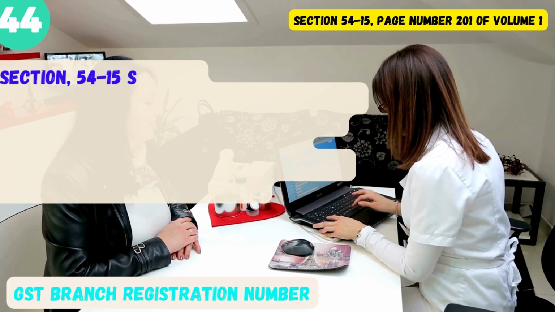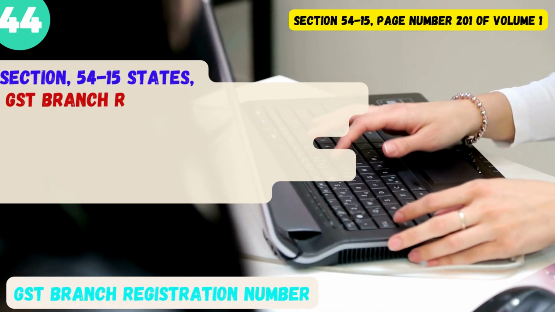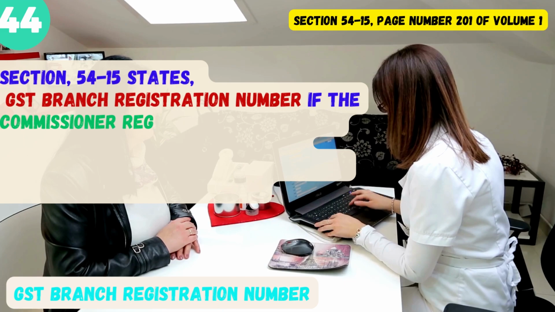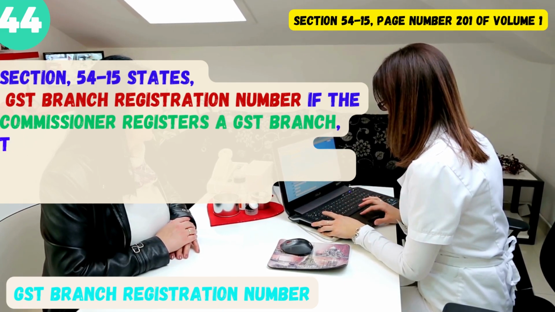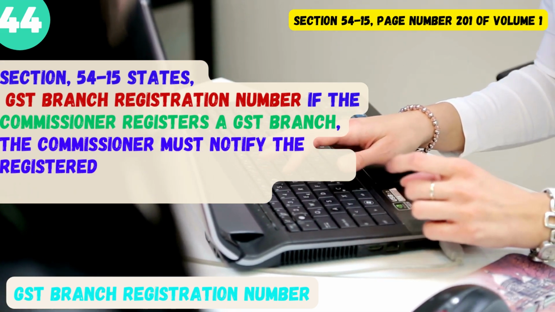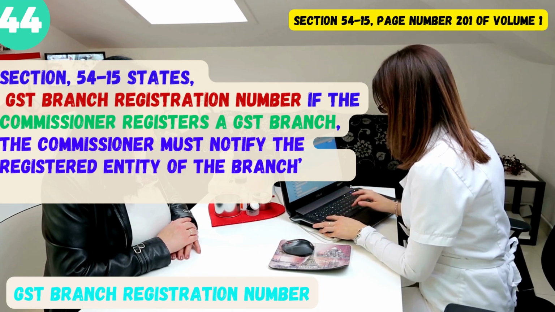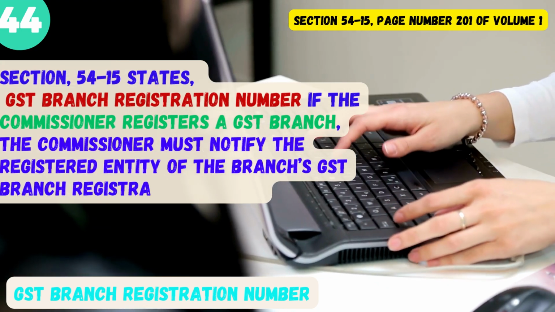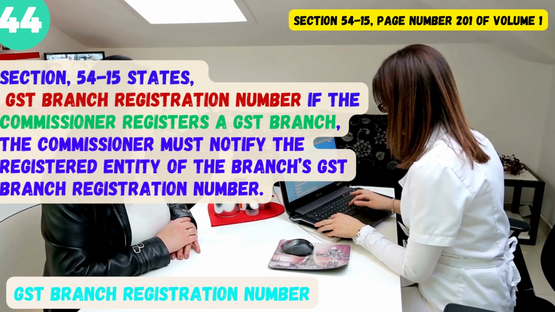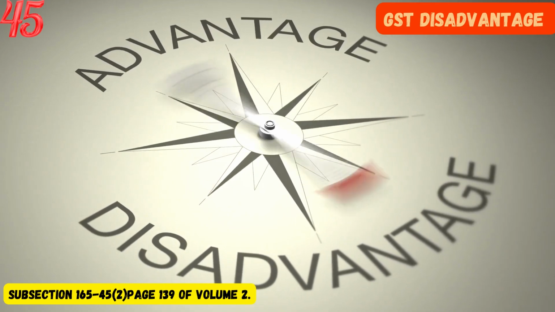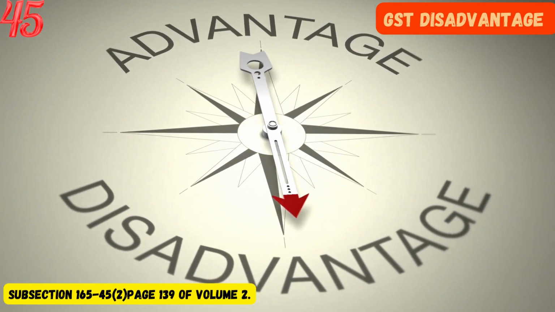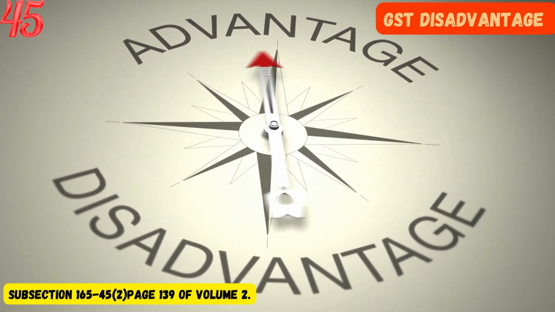Word number 41. GST branch registration number of a branch means the branch's GST branch registration number notified under section 54-15. You can find this on page number 201 of volume 1. Section 54-15 states GST branch registration number. If the Commissioner registers a GST branch, the Commissioner must notify the registered entity of the branch's GST branch registration number. Word number 42. GST disadvantage has the meaning given by subsection 165-45(2).